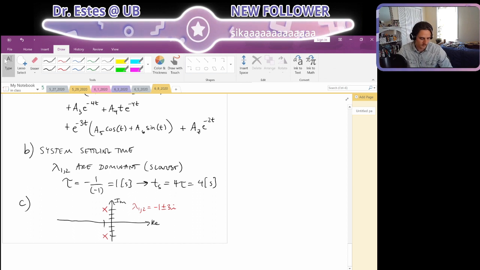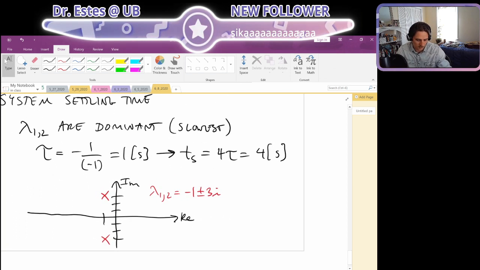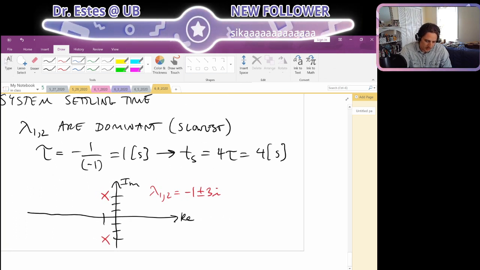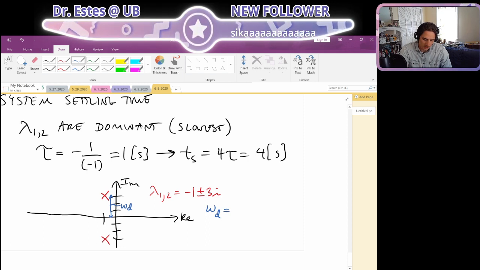All right. So the damped natural frequency is just the imaginary part of the root. So that's the easiest one. Omega d is going to be 3 radians per second.